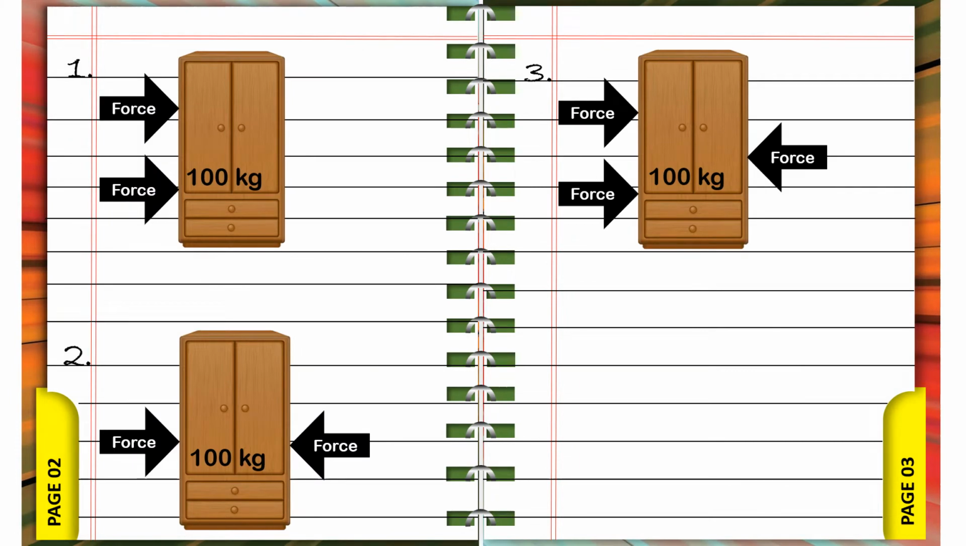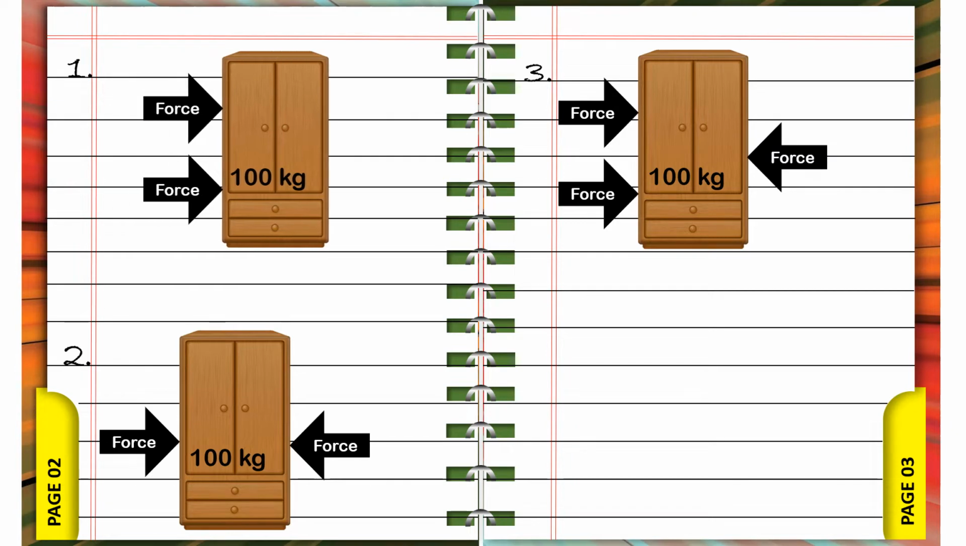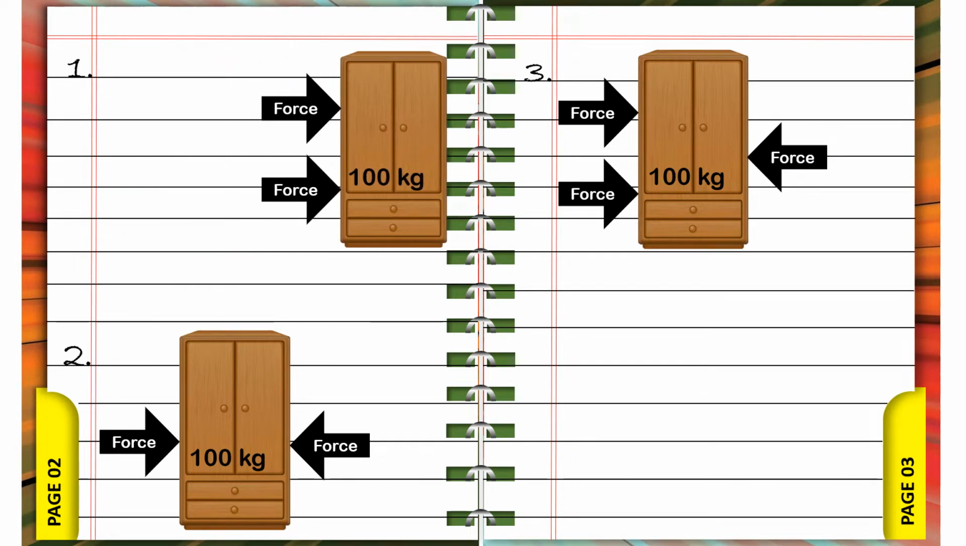Here, in the first case, the force is applied on an object and that makes it move along the direction of the force applied. In the second case, both the forces are equal, so both of them cancel each other, leading to the object not being moved. In the third case, the force on the left side is more than the force on the right side. So the force will move along the direction applied and the object will move to the right side.